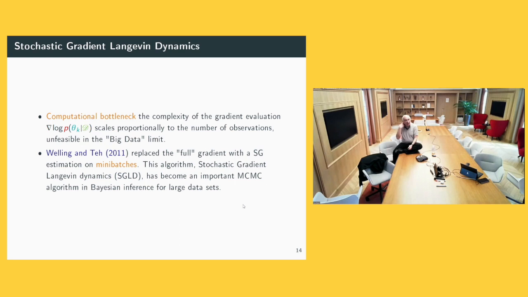Of course, gradient descent is seldom used, like in optimization, for many reasons. One of the main reasons is the computational bottleneck, because the gradient evaluation will typically scale proportionally to the number of observations, which becomes infeasible in the big data limit. So it has been proposed by Welling and Teh to replace the full gradient with a stochastic gradient estimation based on mini-batches. This algorithm gives rise to stochastic gradient Langevin dynamics, which has become the most important MCMC algorithm in Bayesian inference for large data sets.